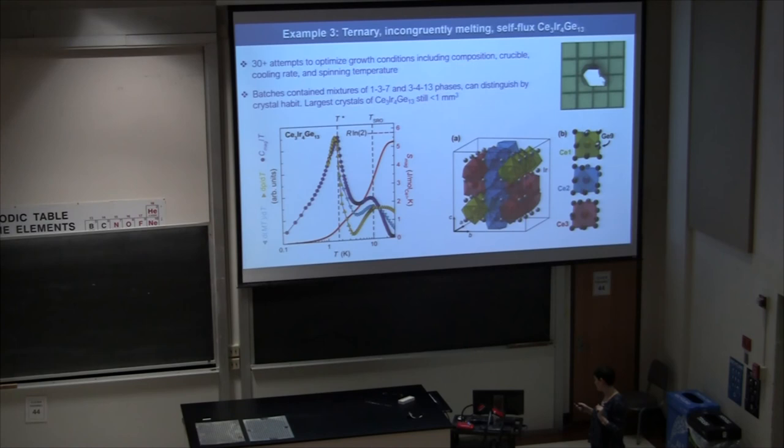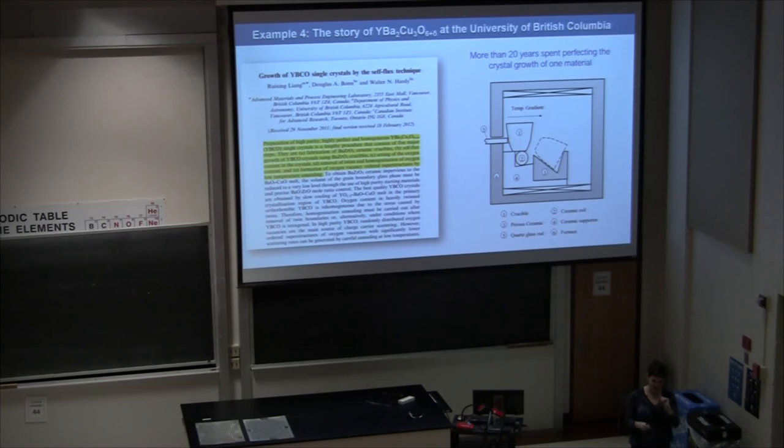The last example is actually not really an example, it's just a story. I'll be very quick. I just recently started working at UBC, and a story that I kind of knew but didn't know all that well was the story of yttrium barium copper oxide, this pinnacle of high temperature superconductivity, which I knew had been grown at UBC, but I didn't really know the full extent of what had gone on there. And I think it's a story that isn't maybe as well known as it should be.